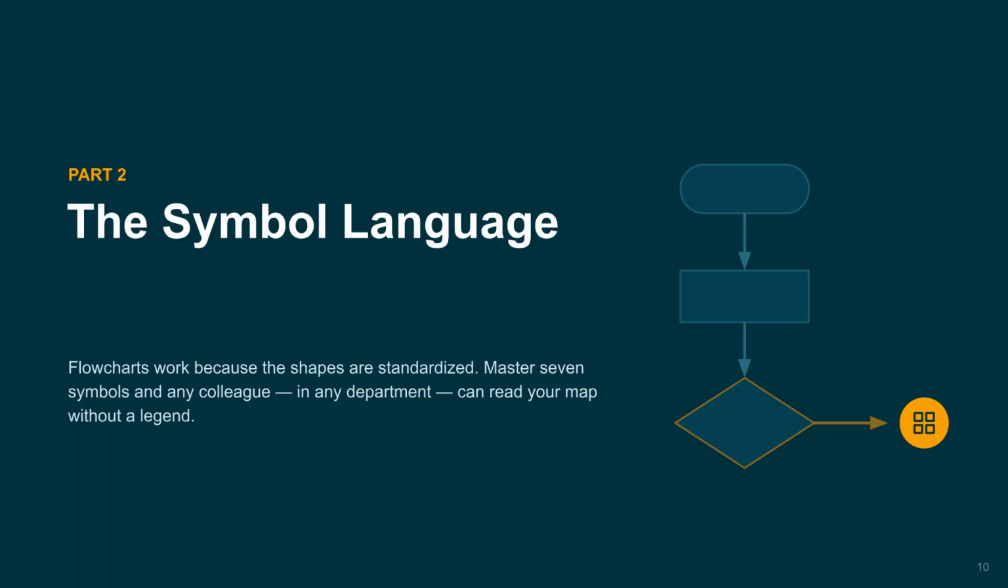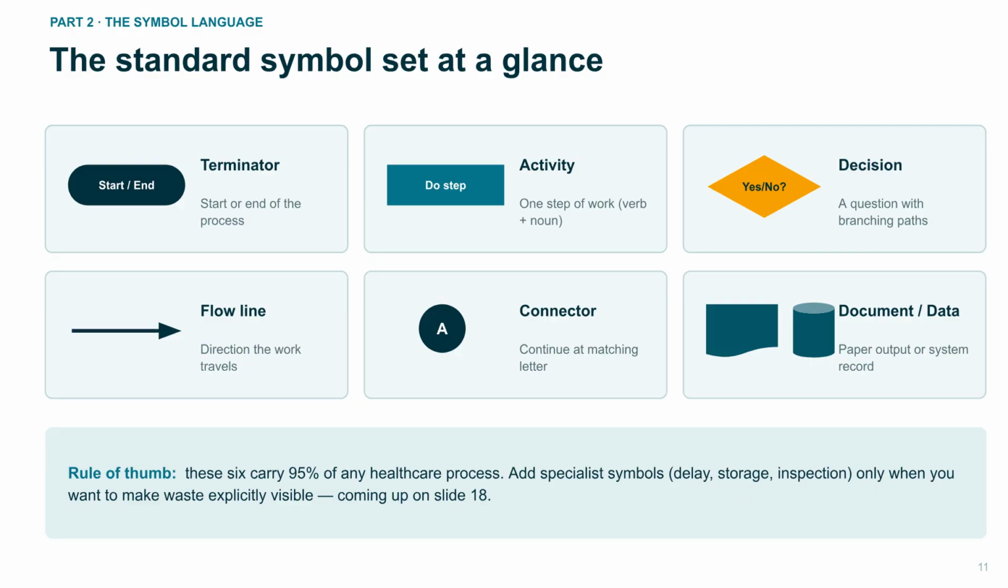Flowcharts rely on standardized shapes. By mastering these 7 symbols, you ensure that any colleague in any department can read your map without needing a separate legend. Here is the standard symbol set. You have terminators, activities, decisions, flow lines, connectors, and symbols for documents or data. These 6 symbols cover the vast majority of healthcare processes.